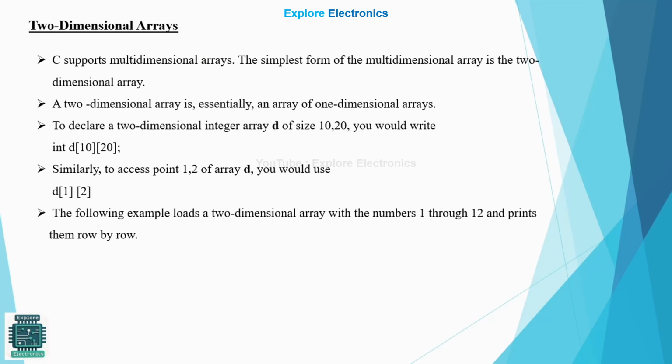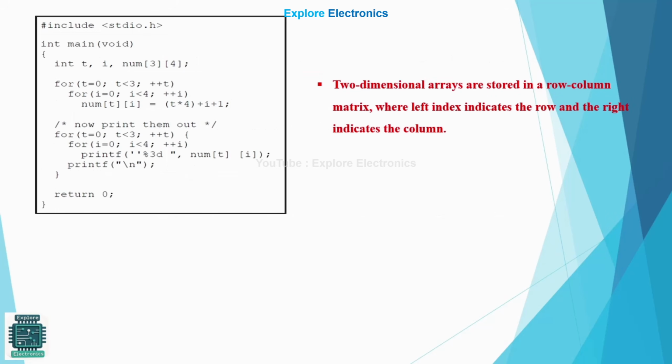Next is the two-dimensional array. Now we have completed 1D. Next is 2D. C supports multi-dimensional arrays. The simplest form of that is 2D. To declare a two-dimensional integer array d of size 10, 20, you would write int d[10][20]. Here it is a declaration. Now, if you want to access a point, then you will use d[1][2]. Here is a programming example.